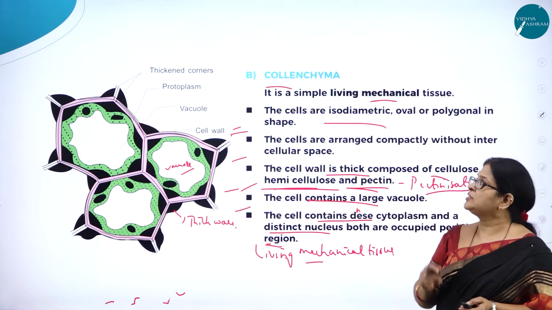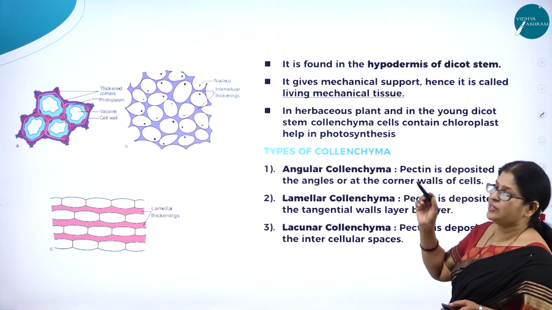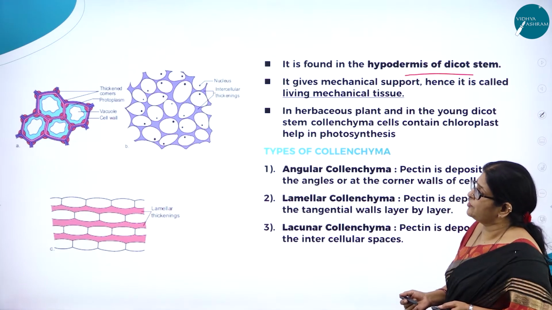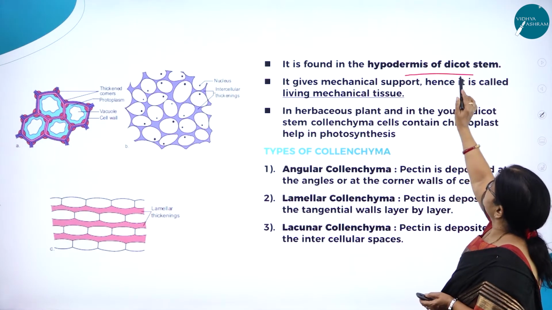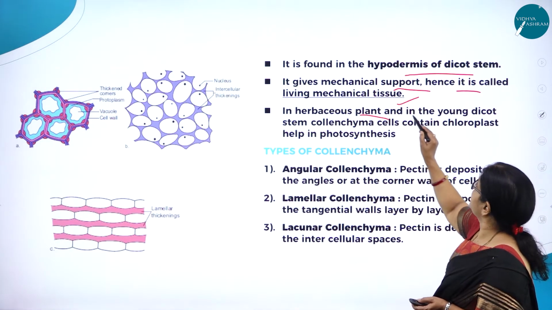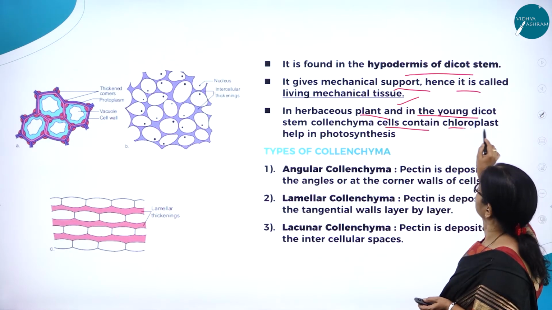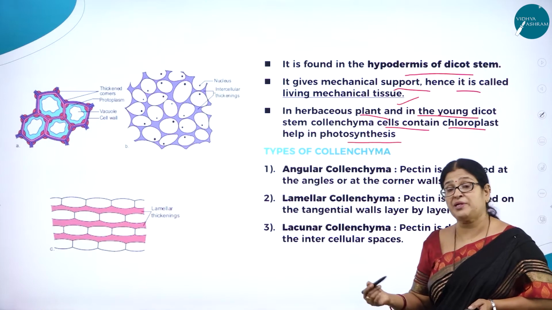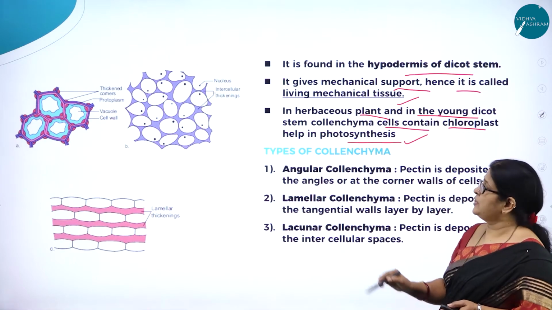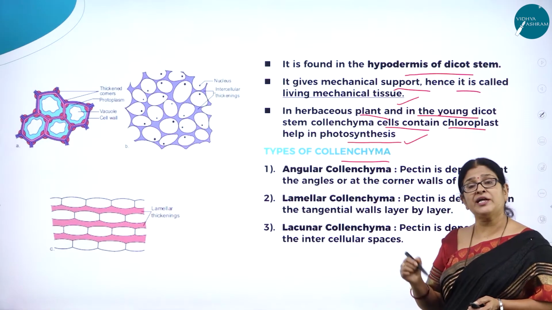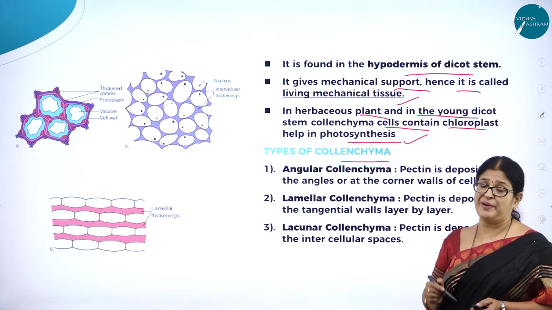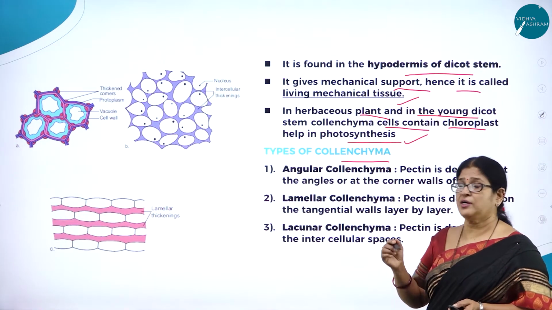Now let us move on to the third tissue, but before that we'll go through some more points. It is found in the hypodermis of the dicot stem. Collenchyma is usually found in the hypodermis of the dicot stem. It gives mechanical support, hence it is called living mechanical tissue. In herbaceous plants and in the young dicot stem, collenchyma cells contain chloroplasts, which help in photosynthesis. Sometimes other than giving mechanical support, it also helps in what? Photosynthesis. Now what are the types of collenchyma? Collenchyma tissue has been broadly classified into three types based on the type of pectinization, based on the types of cell wall deposition.